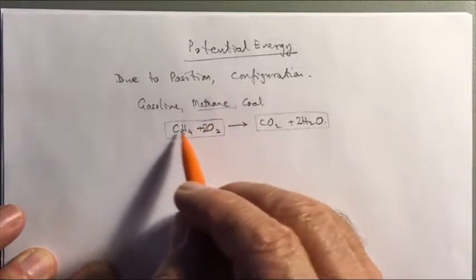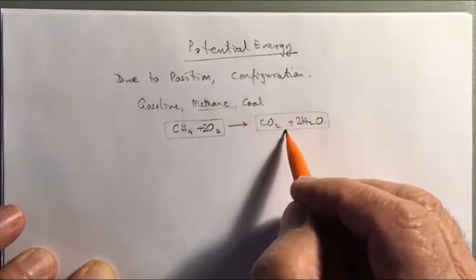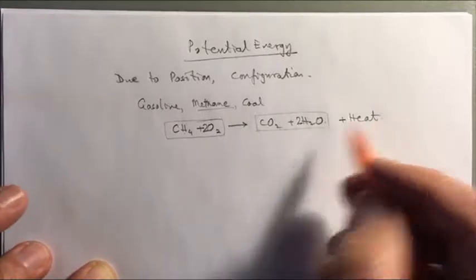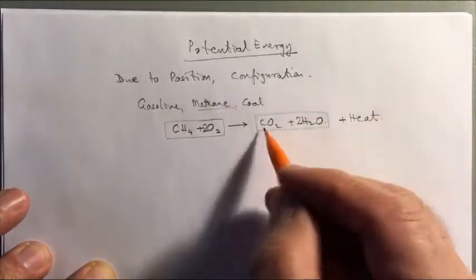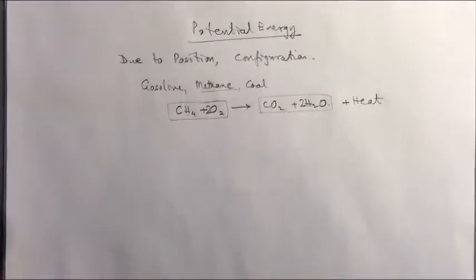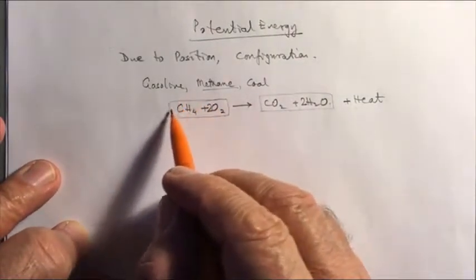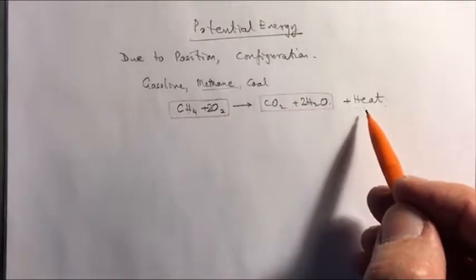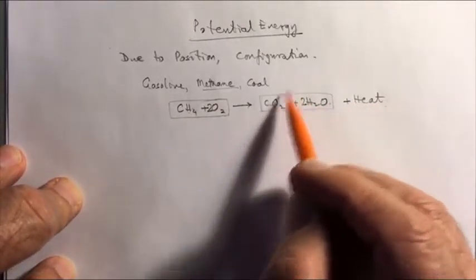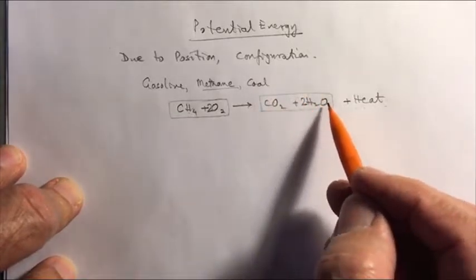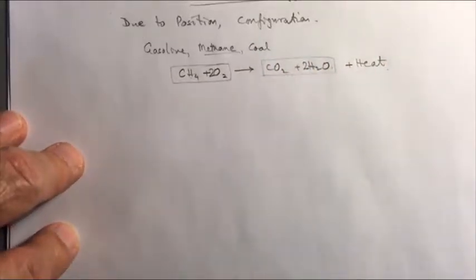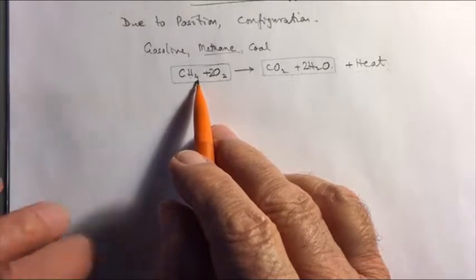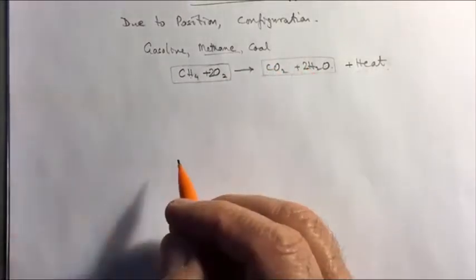So these have more energy stored in them, these have less energy stored in them, and that difference has to come out as heat. And that's why when you burn methane, you get a lot of heat and you get CO2 and H2O. So we say that methane has potential energy. When it burns, this becomes heat, and that's really because of the fast motion of the CO2 and H2O molecules. So that's basically kinetic energy. So the potential energy of the molecular structure or arrangement of atoms in the molecules is converted into kinetic energy.